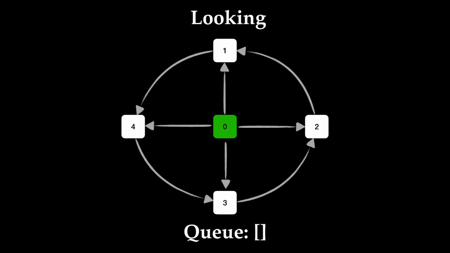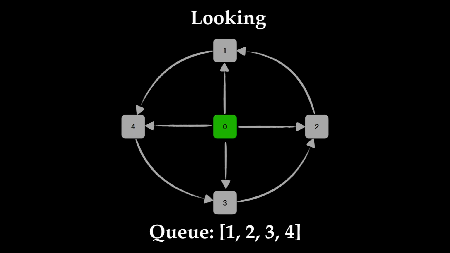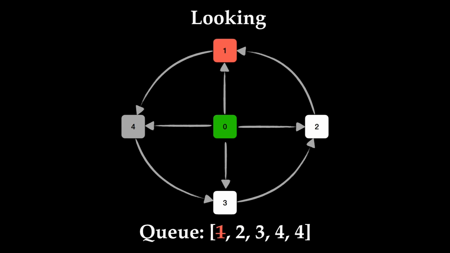BFS uses a queue instead of a stack, which is a first in, first out order. So once again we look at all the nodes from 0 and add them to the queue. Since this is a queue, we visit 1 instead of 4. And from 1 we look at 4 and add it on. Now from here we don't move on to 4. Because it's a queue, remember, we move on to 2. Now we look at 1, but we've already visited 1. So we skip this step and we visit 3 instead.